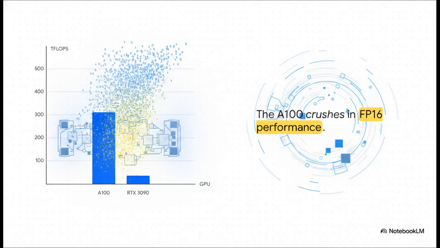But here is the massive plot twist. The moment we shift our focus to FP16 performance, which is the half-precision format absolutely critical for training AI models, the A100 completely crushes the 3090. Despite having fewer general cores and a slower clock speed, the A100 delivers a staggering 312 teraflops of FP16 throughput compared to the 3090's 35.6. Guys, that is a 778% performance increase in AI critical throughput. How on earth is that possible?